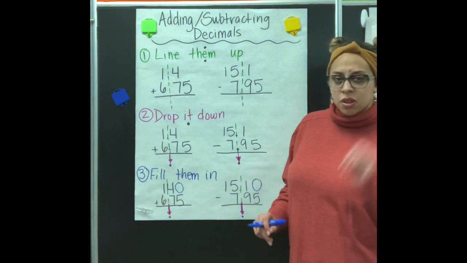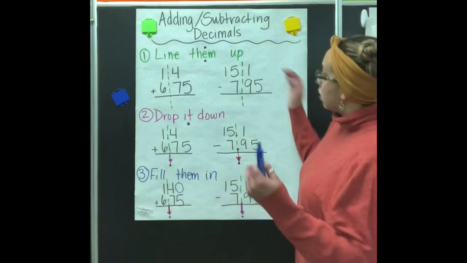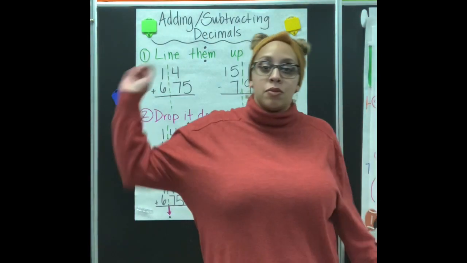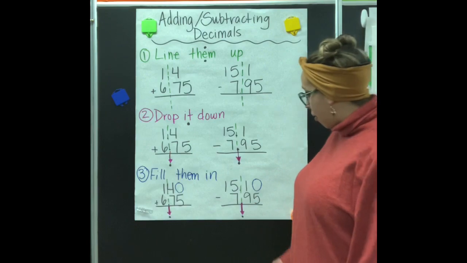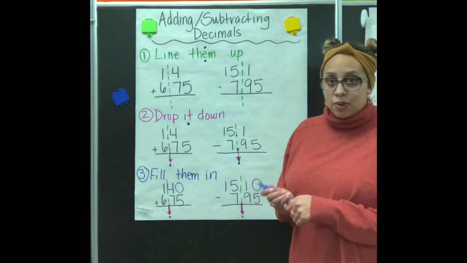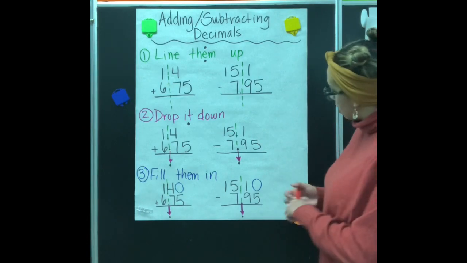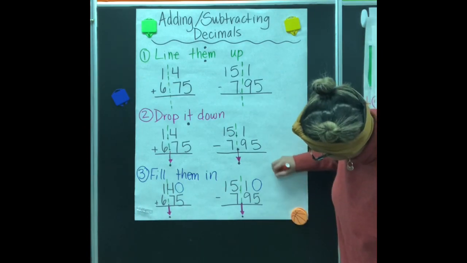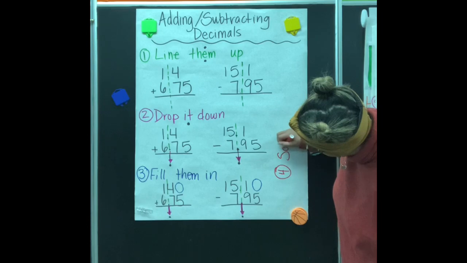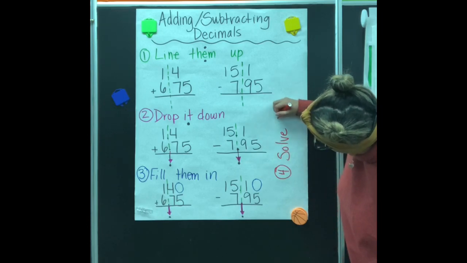Okay, so we did all this work and we're good. We're done. We lined them up, we dropped it down, we filled them in, we just did math. No, we have to do what? What's the final thing we have to do in math? Begins with an S and ends with an alv. Step 4 says we have got to solve them.